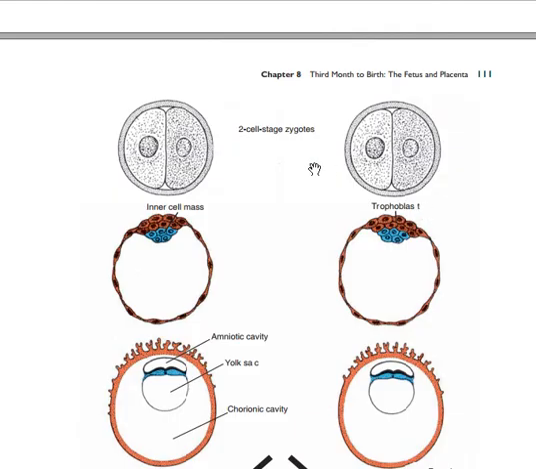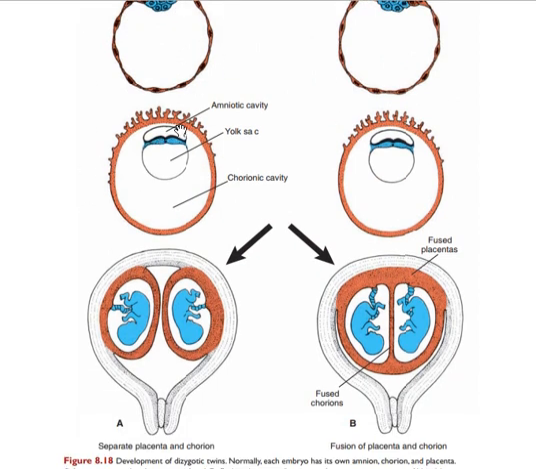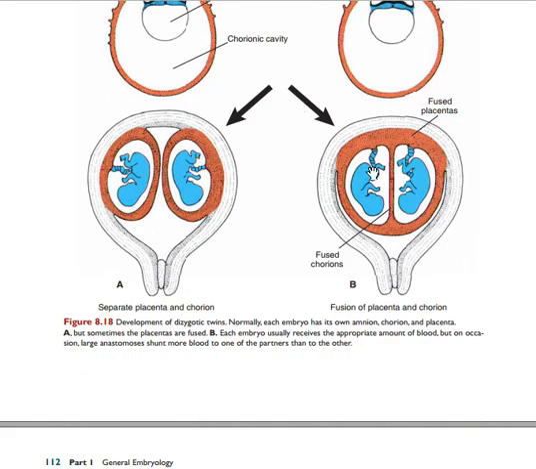This 2-cell stage zygote consists of the 2 blastomeres and it's called a morula. Now it continues here. We have the inner cell mass, we have the outer cell mass. Outer cell mass is called the trophoblast. The inner cell mass is called the embryoblast. Now the embryoblast produces the amniotic cavity, the yolk sac, and this is the plate here. All is going to divide into 2.